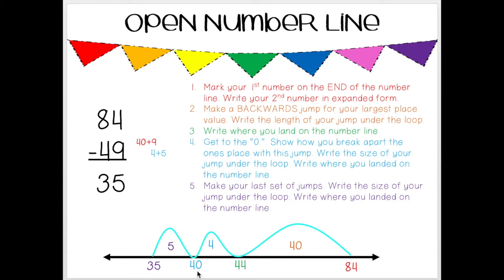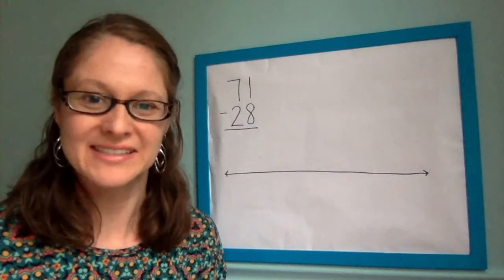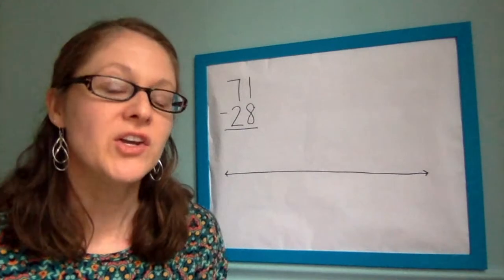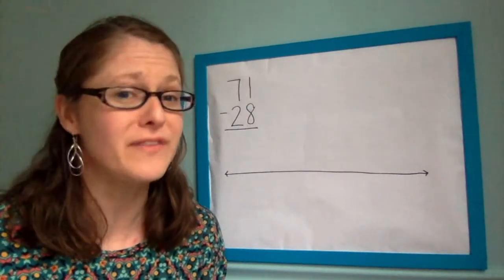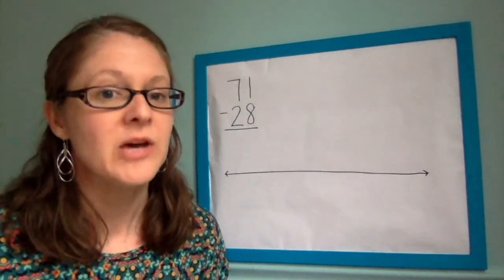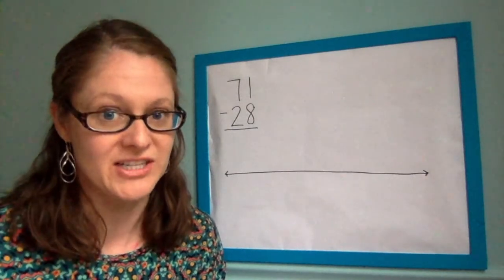Step 5, make your last set of jumps, which is what is left over here. Write the size of your jump under the loop, right where you landed on the number line. Let's use our open number line to subtract this time. You're going to notice that a lot of things are very similar to when we did it with addition, but there are a couple significant changes.